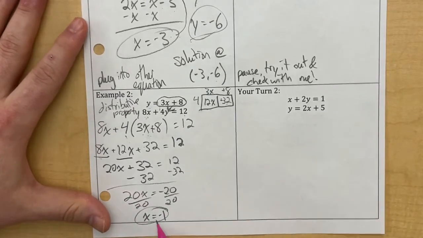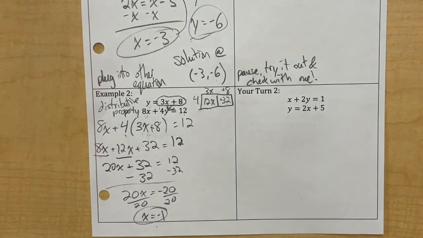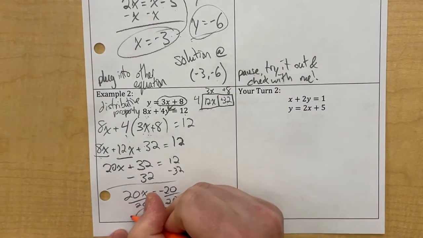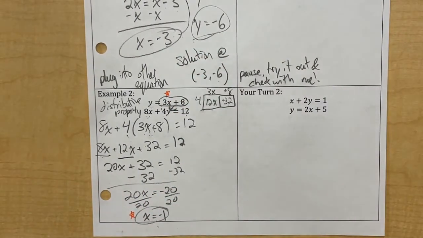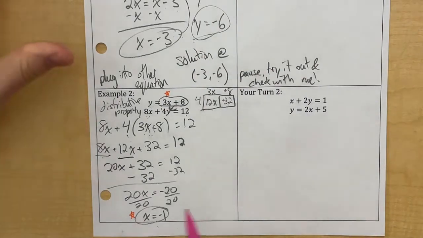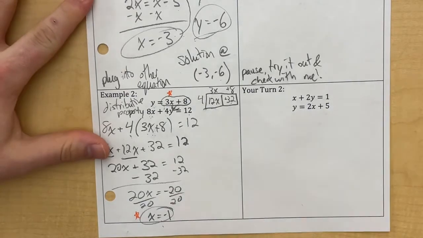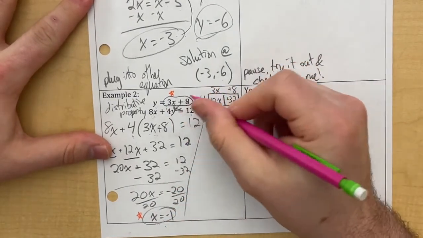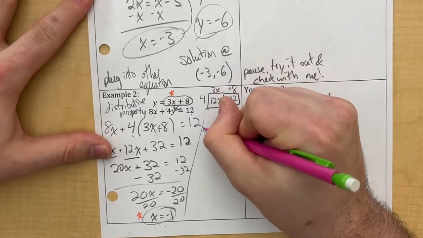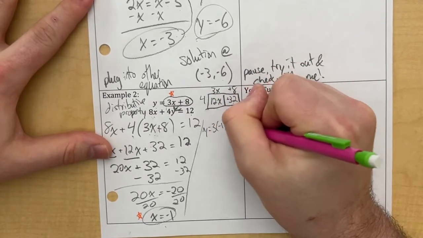Now we take that x value, and let me actually draw a nice little star for us. I'm going to take this x value and put it back into that equation that I used at the top. The reason why I'm doing this is because I need to find what my y value is. So on the side here, let's have y equals, and then I have 3 times negative 1 plus 8.